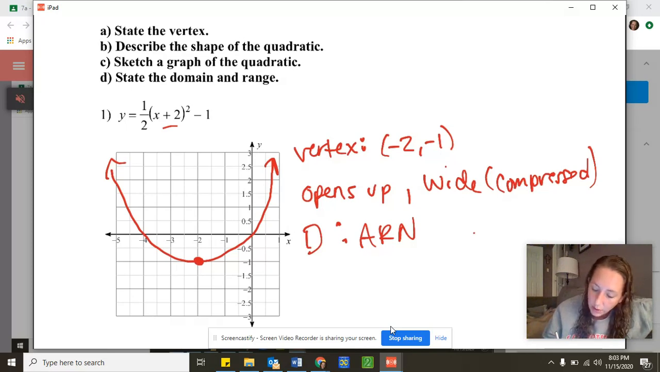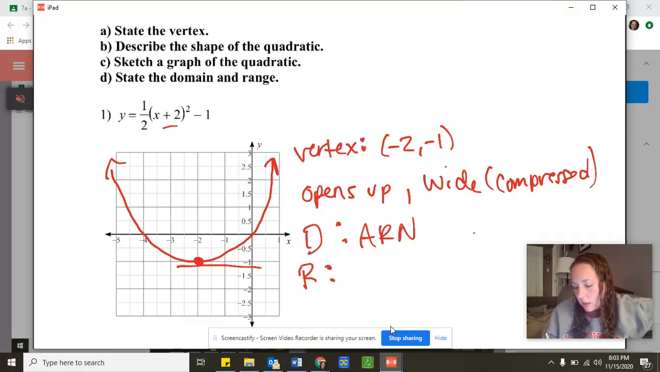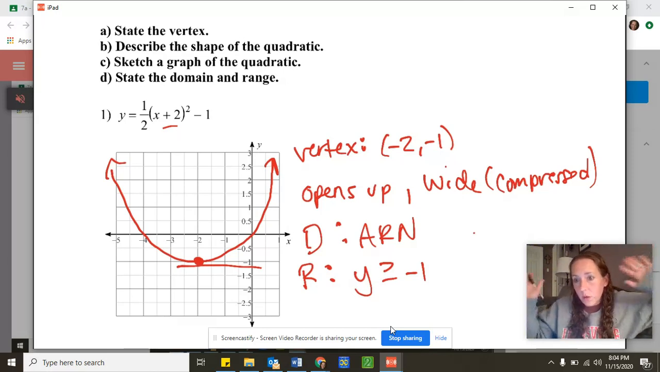Okay. As far as range, range deals with the y's. Now, all of the points in my parabola are above the vertex. So I'm going to say that my y's are all greater than or equal to -1. Ta-da, there you go. Vertex form. Woo!